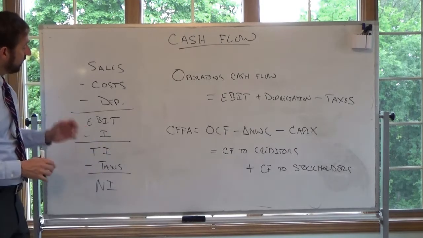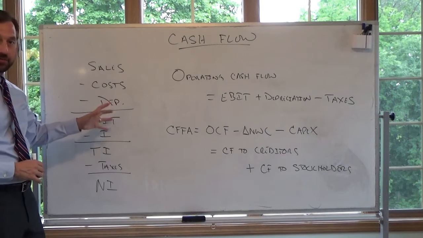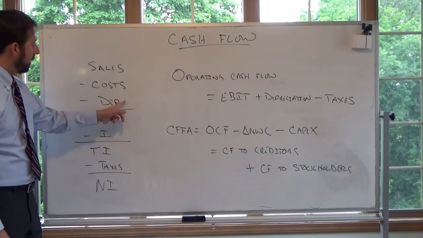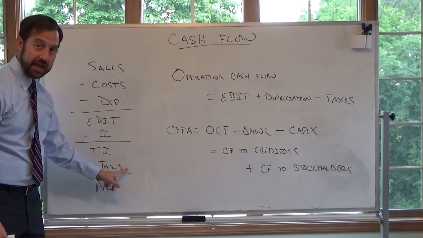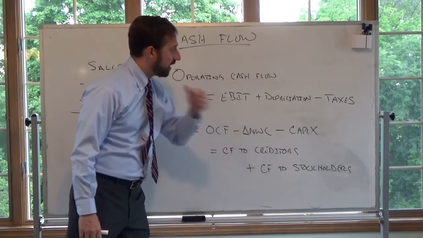Depreciation is a non-cash deduction, so we don't want to subtract it from EBIT, right? Because that does not represent a cash outflow. So we add that back in. Taxes is a cash outflow, so we do want to subtract that. So we get EBIT plus depreciation minus taxes.